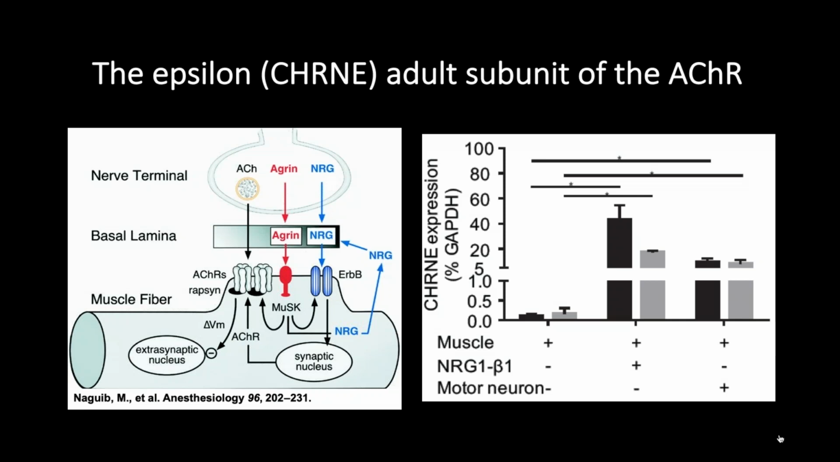If we add neuregulin to the culture bath to either 2D or 3D cultures, so this is the middle set of bars, you can see that you have a really dramatic upregulation of the expression of this epsilon subunit. And perhaps to our surprise, in our hands, we found that if we co-culture motor neurons together with 2D or 3D muscle cultures, we were able to see expression of the epsilon subunit in these two cultures.